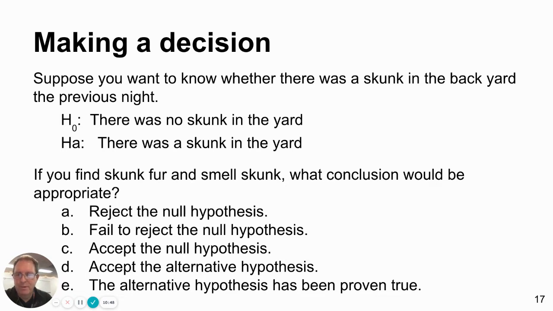Well, I'm going to strike C and D immediately because we never accept a hypothesis. And E is wrong because we never say that a hypothesis is proven true. So now we're debating between A and B. What happened here is we found skunk fur and we smell skunk. That's evidence against the null hypothesis. So we're going to reject the null hypothesis.